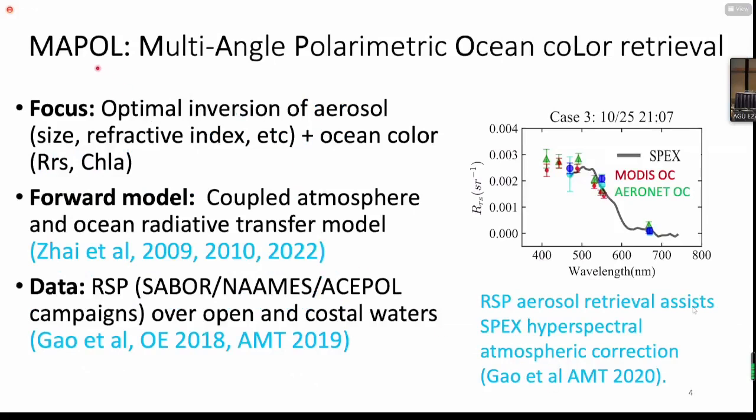Our previous work was to develop an algorithm called MAPOL, which focuses on the inversion of aerosol and ocean parameters simultaneously. The forward model is based on the coupled atmosphere and ocean radiative transfer model developed by Peng-Wang Zhai. We have been using RSP data to evaluate the retrieval capability over both open and coastal waters. Another work we did is to combine RSP aerosol retrievals with SPEX data. In this way, we can derive hyperspectral water-leaving signals. This is a demonstration of the synergy of PACE polarimeters and OCI.